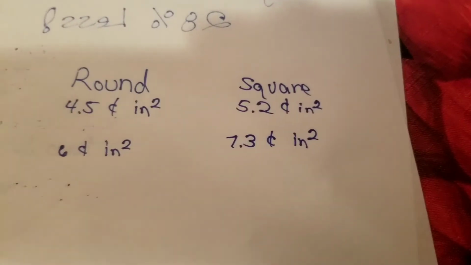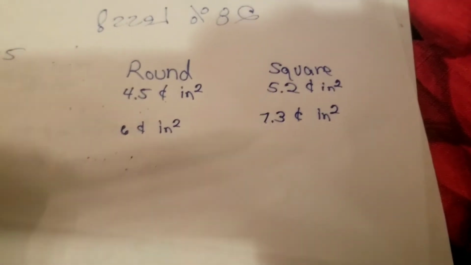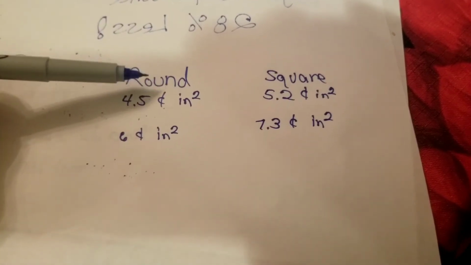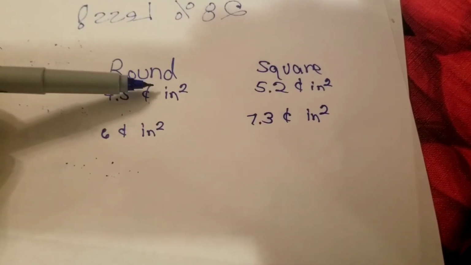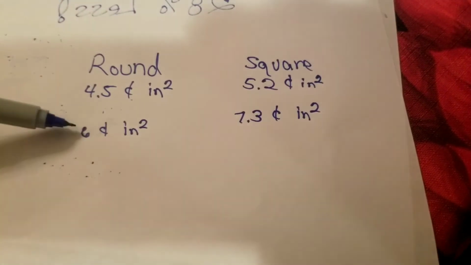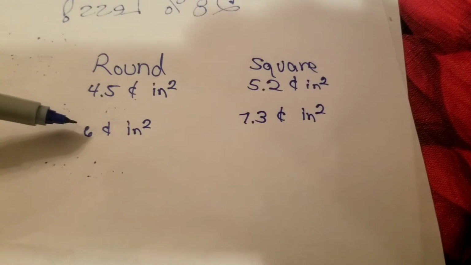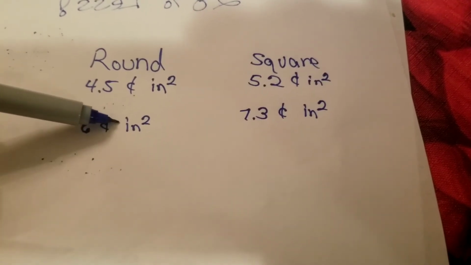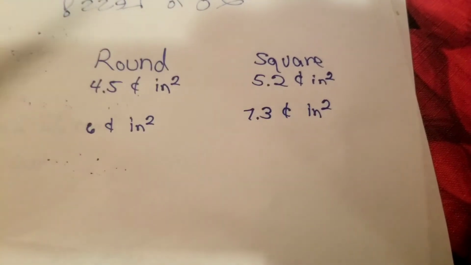All right, one more way to look at it here. The round pizza will cost you 4.5 cents per square inch. The square, 5.2 cents per square inch. And the crust-free zone, we'll call it, 6 cents per square inch versus 7.3 per square inch.